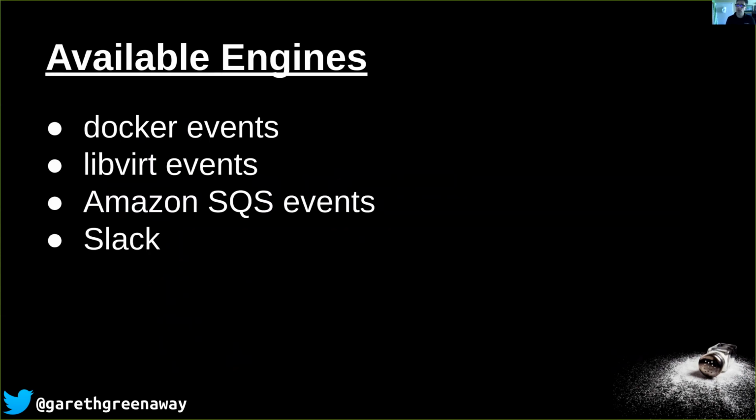Salt engines connect to an external system or use an external application to pull information in and place it on the event bus. Some examples of currently available engines that are included with Salt include engines to monitor events from Docker, libvirt, or Amazon's SQS service. Additionally, there is an engine to monitor Slack, acting like a chatbot and feeding commands from Slack into Salt.